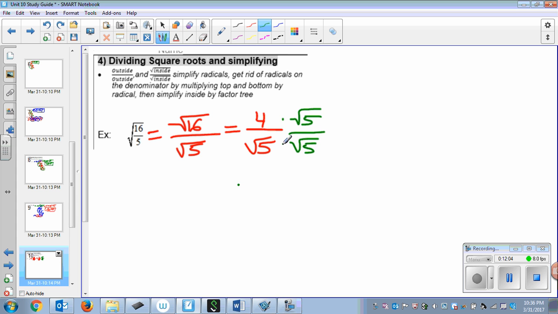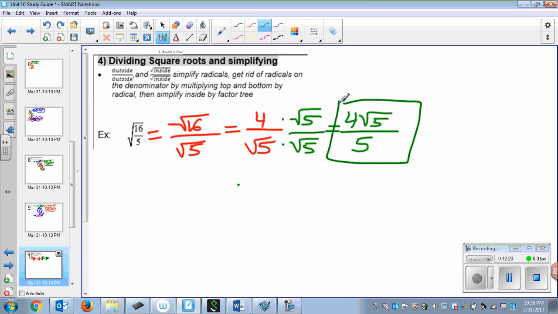So I'm multiplying top and bottom. This is an outside and inside, so they don't mix. I just have 4 times the square root of 5. This one, square root of 5 times the square root of 5 is 5. There's nothing more I can simplify here, so I am done. I can't simplify the inside. I can't simplify 4/5.